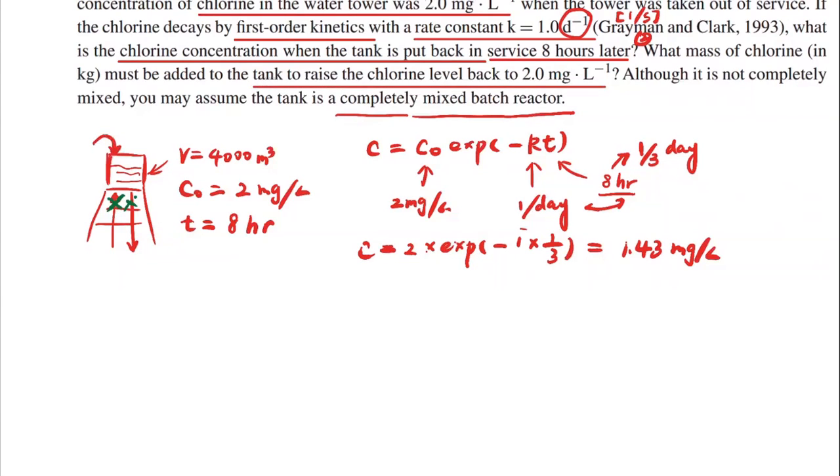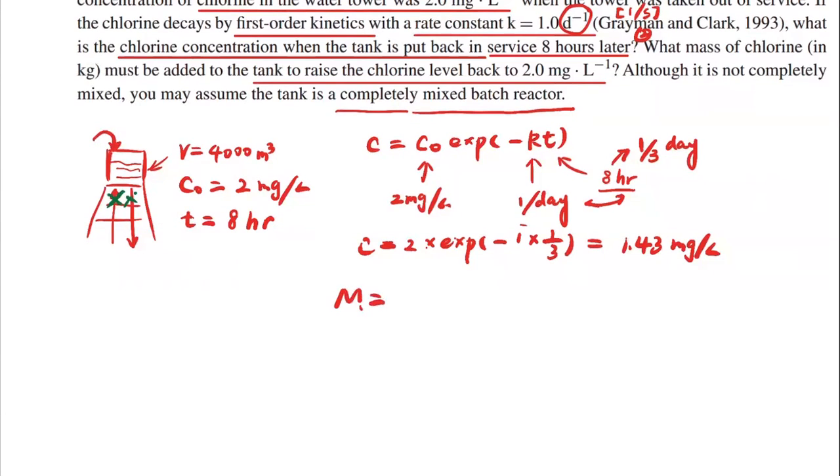This is just a simple calculation of the mass needed to change a certain species concentration to a certain level. So we can list out the equation. The mass is going to be the change of the concentration, delta C, multiplied by the volume. The change of the concentration is 2 minus 1.43, because we want to change it to 2 milligram per liter. We also need to bear in mind that this has a unit of milligram per liter.